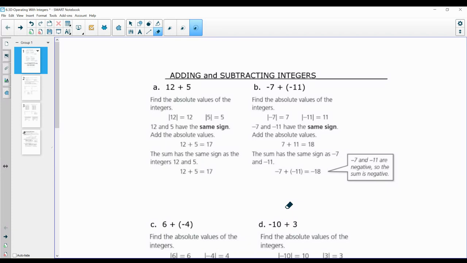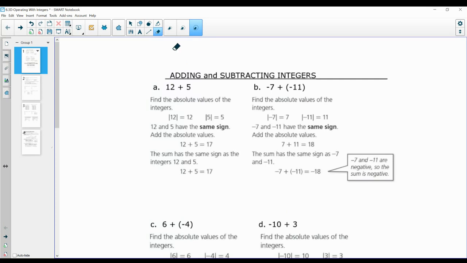I'm going to go over lesson 6.3D, operating with integers. This lesson is about adding, subtracting, and multiplying integers, which are your positive and negative numbers. You can also find this lesson in your math binder, and we have notes there that would help you out. So let me go over adding and subtracting integers.